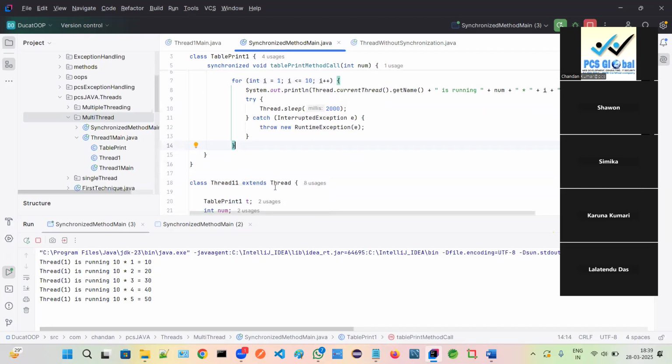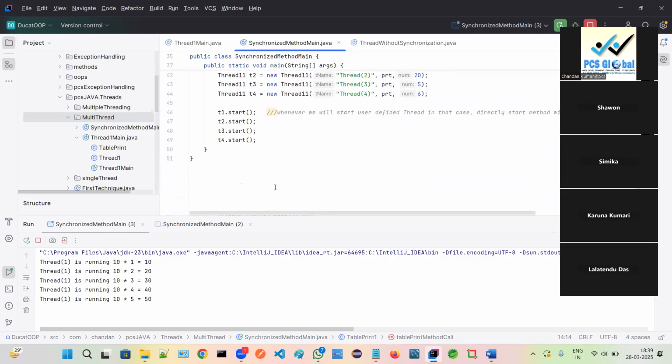Now the synchronization concept is clear for all of you, and there is another problem that I will be showing you. I will send you that problem. That problem is very good. I will be giving you all the practical theory as well as practical code, so you can practice at your end.